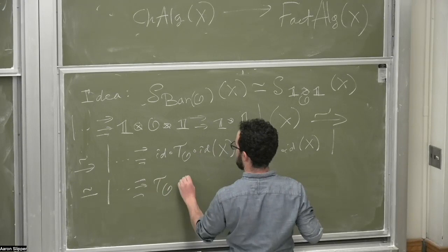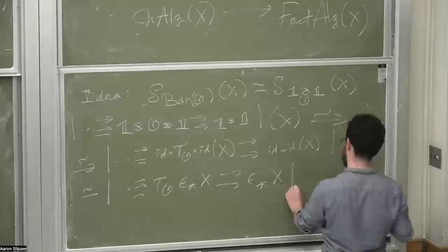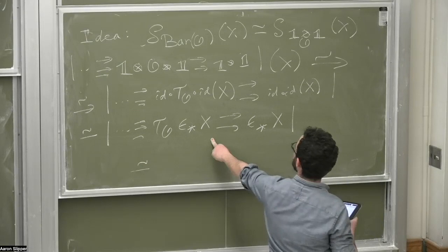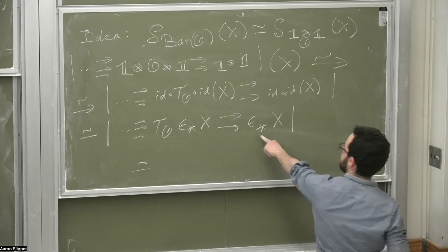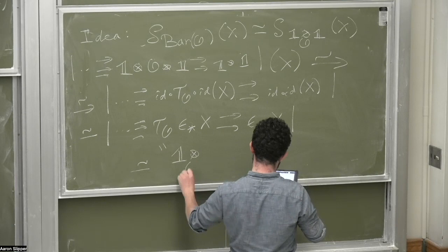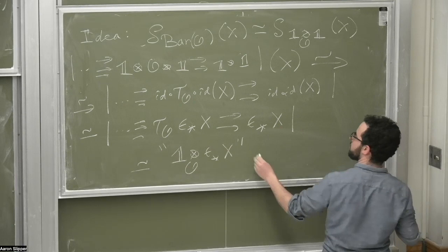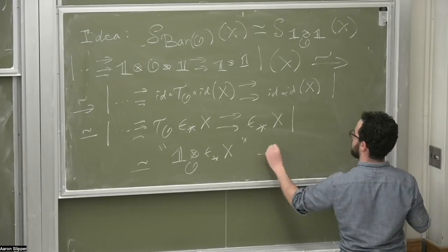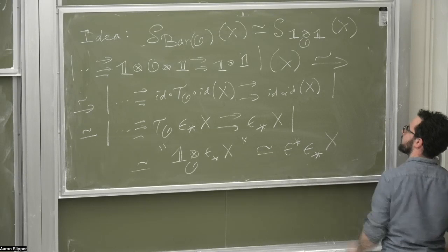X goes to epsilon lower star X. And basically what we're doing here is taking the action of T of O and epsilon lower star of X, and we trivialize it, which is the same thing. So this is like the base change. It's the same thing as taking the pullback of epsilon lower star. But this is the definition of that. Anyway, this is the idea. So we take a base change. But what it actually is exactly would be a long discussion. So, yeah.